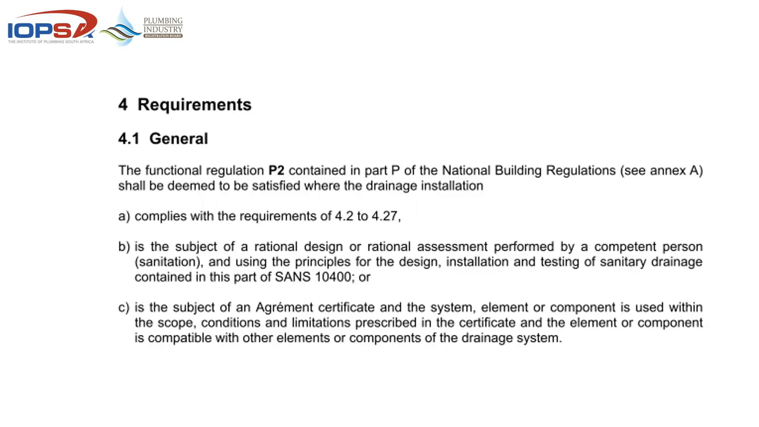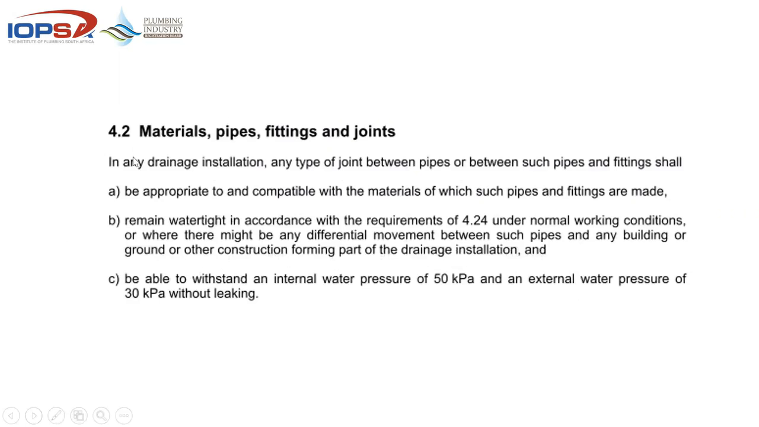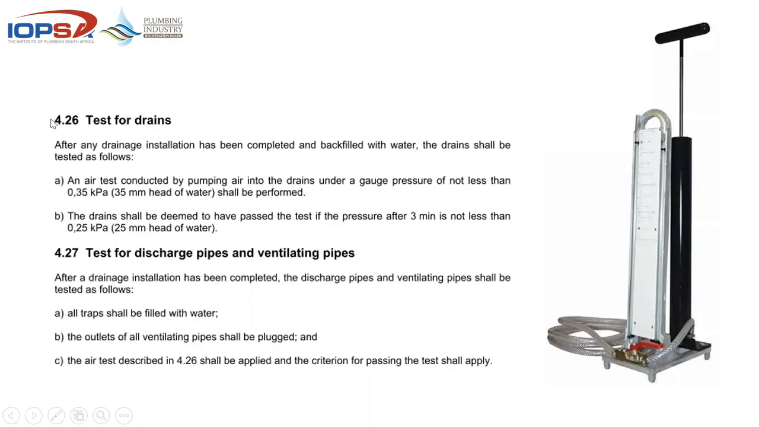Or it's the subject of an agreement certificate, and the system, element or component is used within the scope, conditions, and limitations prescribed in that certificate. As explained earlier, you'll find that these things have specific requirements, and if you can't meet all of them, your agreement certificate is basically null and void. So just to wrap up, 4.2 starts with the material that you need to use for that specific installation, and it ends up with 4.27.